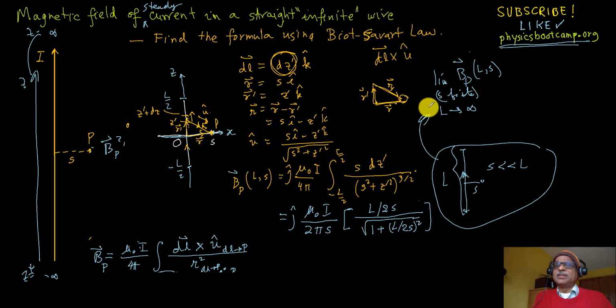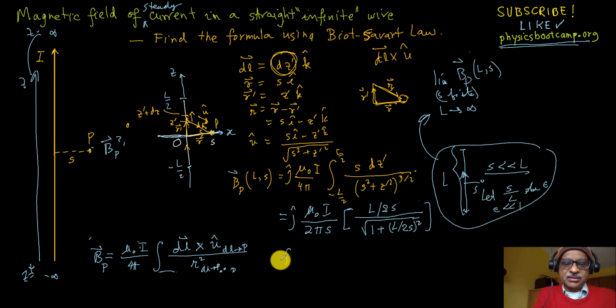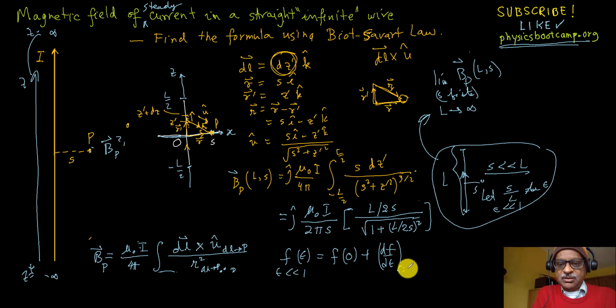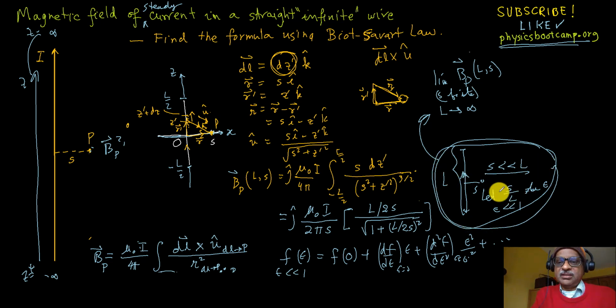In physics, we can take a limit. There is a more rigorous way of doing this. You can expand this in a Taylor series and things like that. You can say s over L, let it be some quantity epsilon, and epsilon much less than 1. So how do you do that? If you have a function of epsilon and you're interested in epsilon much less than 1, you expand it: f of 0, plus df d epsilon at epsilon equal to 0 times epsilon, plus d squared f d epsilon squared at epsilon equal to 0 times epsilon squared over 2, like this kind of expansion. And this is what you would do physically to understand what's going on in terms of something infinite.